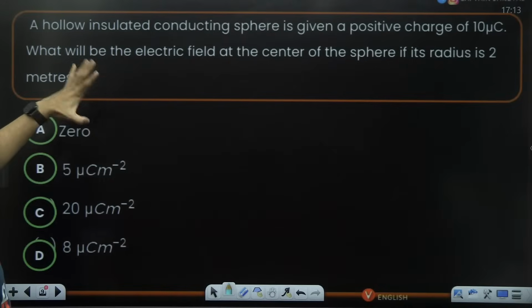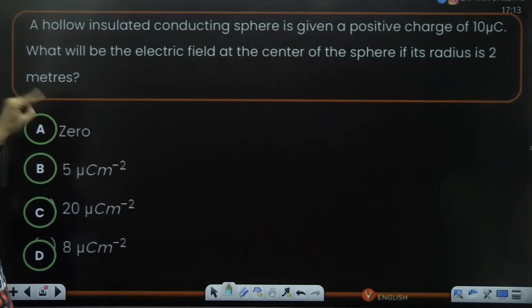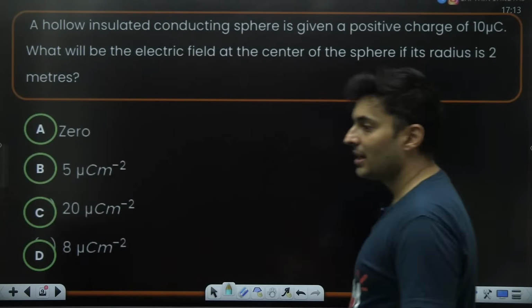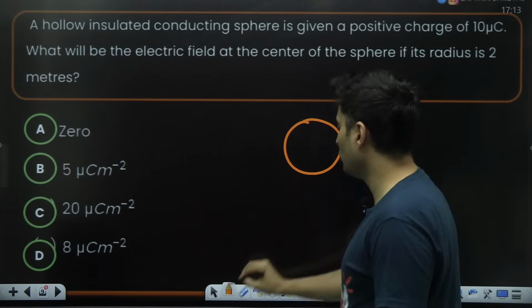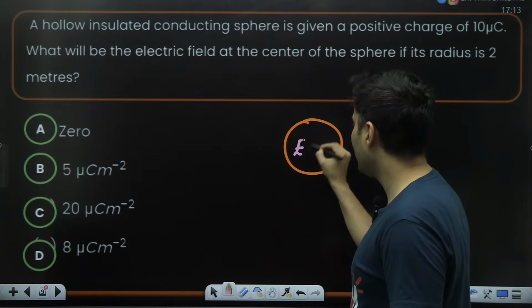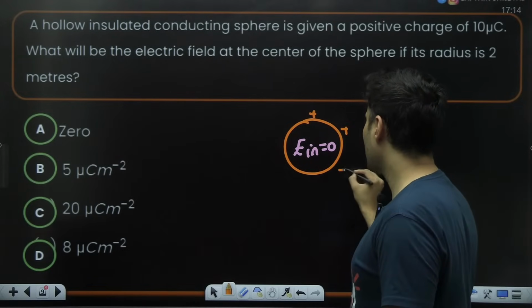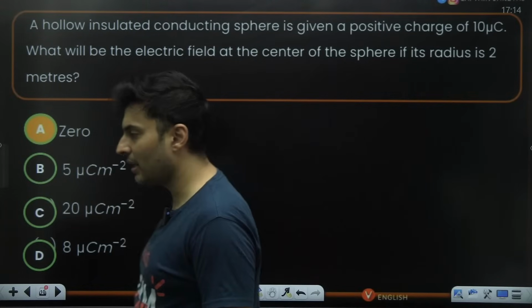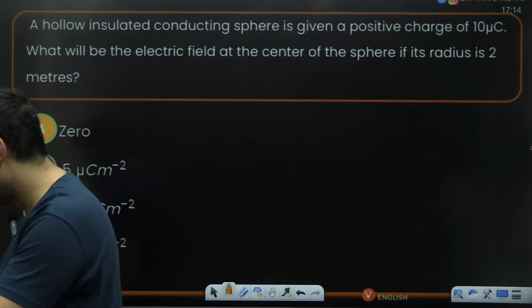Well, we have a hollow insulated conducting sphere given a positive charge of 10 microcoulomb. What will be the field at the center of the sphere if the radius is 2 meters? Well, at the center of the sphere, guys, obviously it is conducting in nature. No matter where you are inside, the electric field is always zero. Please remember, it's a conducting sphere, so the charges are only there on the periphery. So the answer is obviously option number A. Is that right, everyone? Okay. All right, cool.